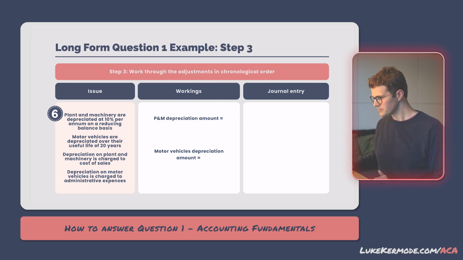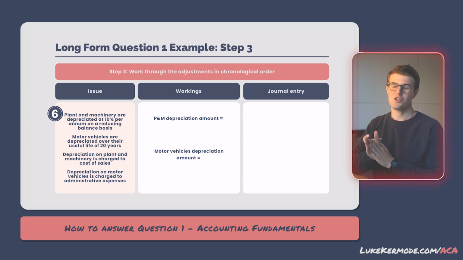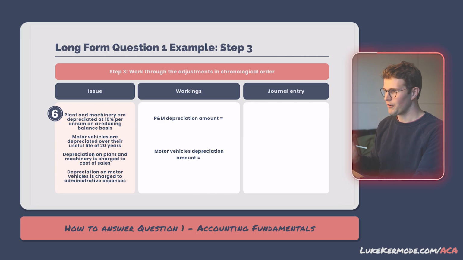Our final adjustment in step 3 is for depreciation. So we're told that plant and machinery are depreciated at 10% per year on a reducing balance basis, and depreciation on plant is charged to cost of sales, whereas motor vehicles are depreciated on a straight line basis over 20 years, and depreciation on vehicles is charged to administrative expenses. So let's calculate the depreciation charges as follows.